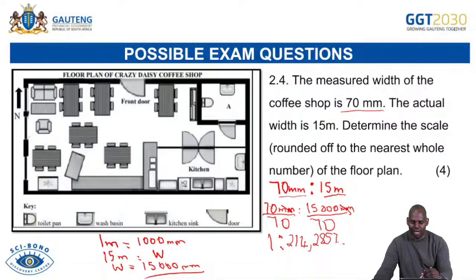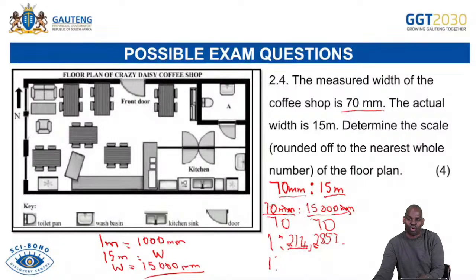But let us look at the question. The question says determine the scale rounded up to the nearest whole number. So the rounding will also be very, very important. If I have to round it to the nearest whole number, I check. I've got 214. Is it going to change to 215, or is it going to remain the same?